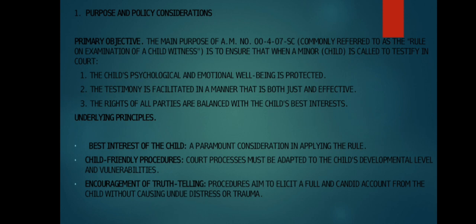Primary objective. The main purpose of AM No. 00-4-07-SC, commonly referred to as the Rule on Examination of a Child Witness, is to ensure that when a minor child is called to testify in court, then we have three primary objectives. First, the child's psychological and emotional well-being is protected. Second, the testimony is facilitated in a manner that is both just and effective. Third, the rights of all parties are balanced with the child's best interest.